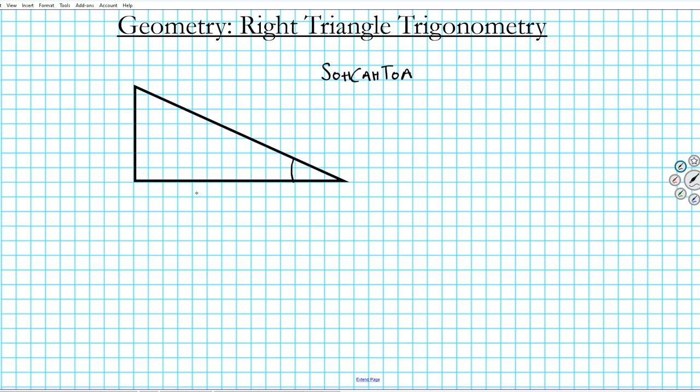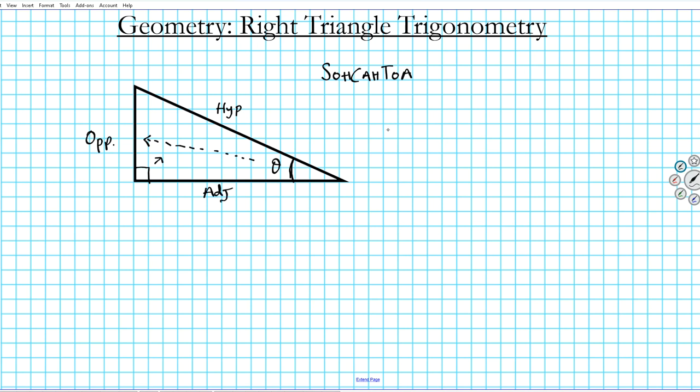So let's say we have this given right triangle here, and let's say we have a reference angle theta. So with this configuration, we can find the opposite, adjacent, and hypotenuse. With whatever reference angle you're given, the side that's opposite that angle is known as your opposite, OPP. And then opposite your 90-degree angle is the longest side of the right triangle, called your hypotenuse. And then the third side is called the adjacent.